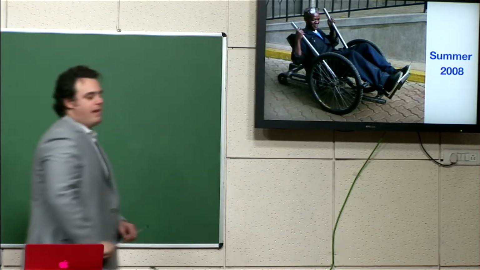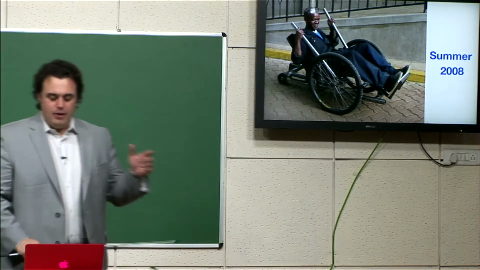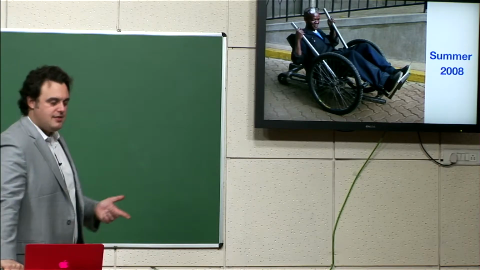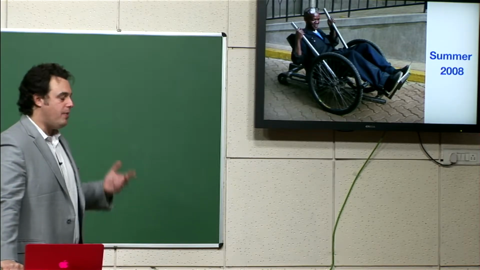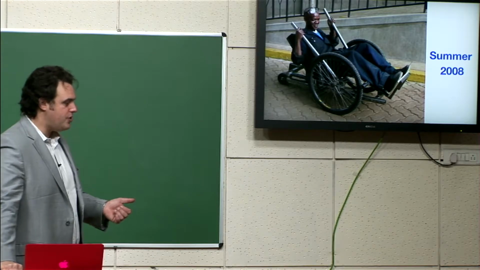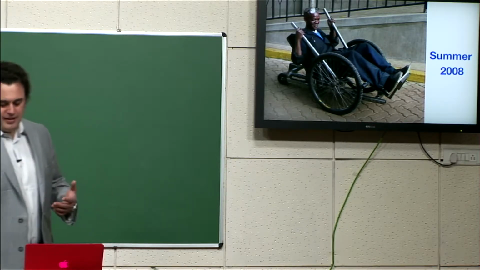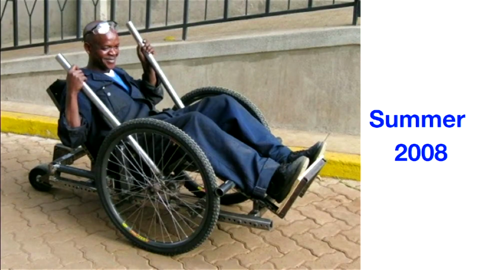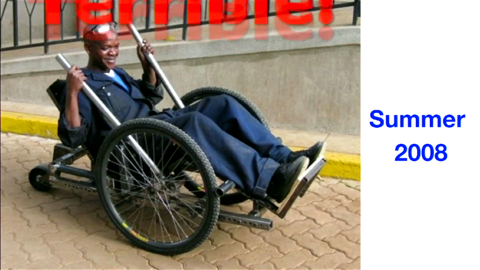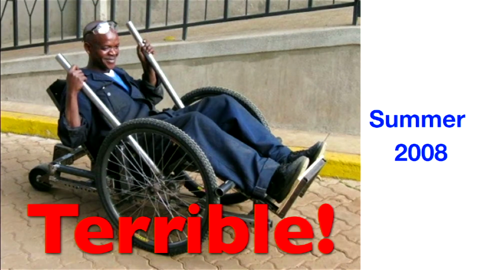And we ended up making 3 of these, one in Kenya, one in Tanzania, and one in Vietnam. And we made them with wheelchair manufacturers. We got their feedback. We had some wheelchair users get into them to get their feedback. And the consensus from all these people was that this device was terrible. It was absolutely awful.